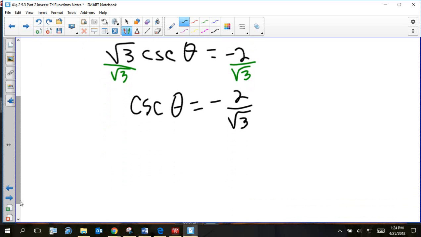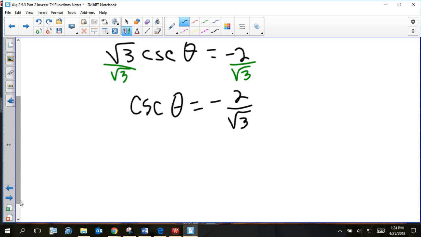What did you say? Do I have to rationalize? If my final answer was -2 over radical 3, I would rationalize it. But what am I trying to find for my final answer here? Well, it won't be degrees, but the angle measurement, the theta. That's what I'm trying to find. So that's not my final answer, and I'm not going to bother to do that if it's not my final answer.